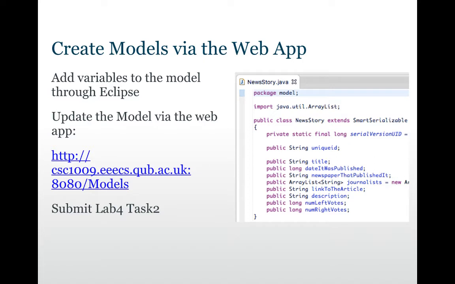This is an example with the news story. It's slightly older now. It's got that smart serializable thing. Don't worry about that. It should be going this year. So you can update the model just like you'd update a dynamic page. When you go to the models field, you'll see a whole list of whatever models have been created for the class.